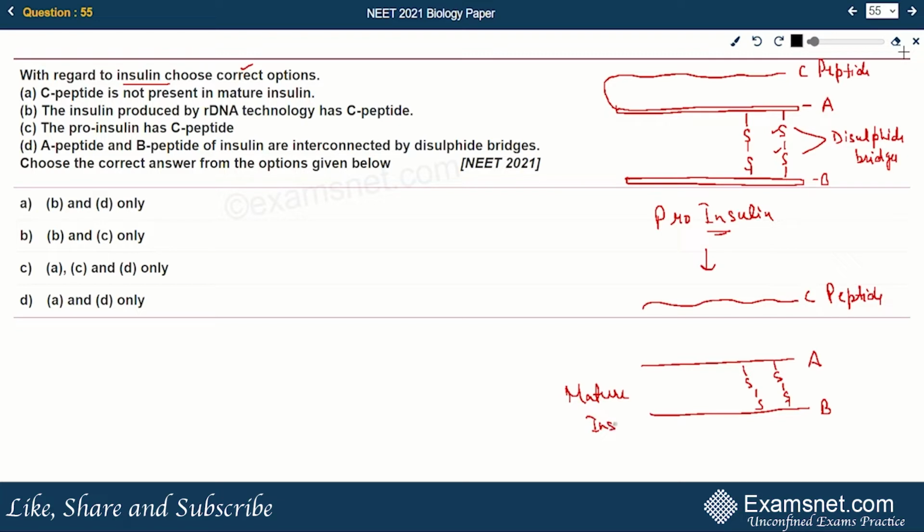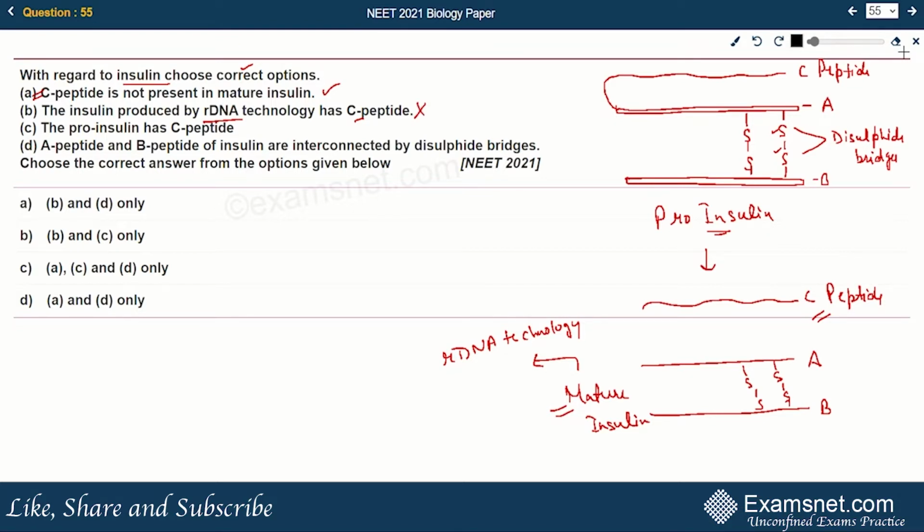Now let's see what the options say. Statement A is C-peptide is not present in the mature insulin. So this is a correct statement. We saw in mature insulin C-peptide was separated, right? Option B is the insulin produced by rDNA technology has C-peptide. So what kind of insulin is produced by rDNA technology? Mature insulin. So mature insulin is produced using rDNA technology. So we can see here that mature insulin does not contain a C-peptide chain. Therefore, this is a wrong statement.